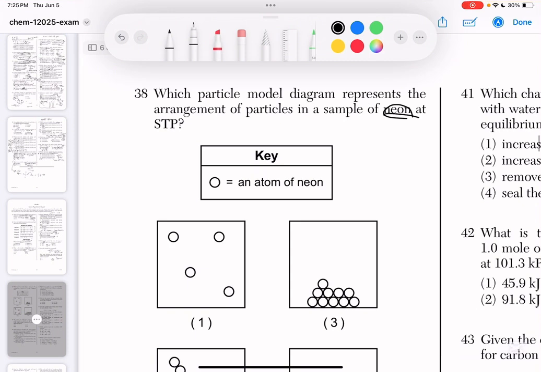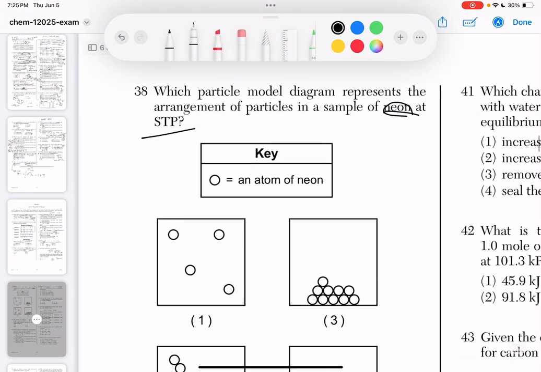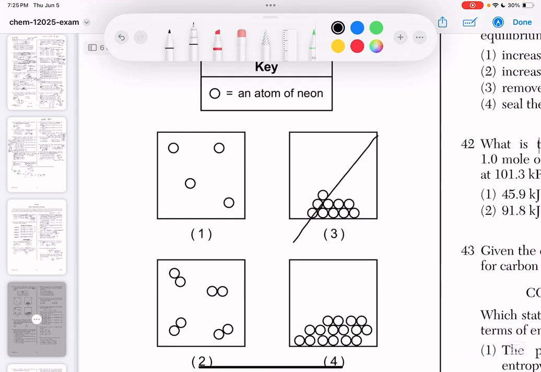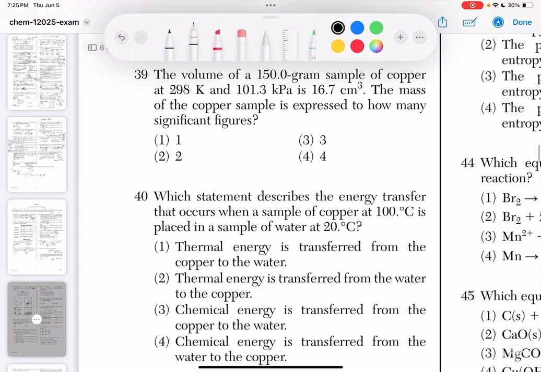Neon at STP. It's probably good to know that neon is a gas at STP, so you wouldn't have this. And also neon is monoatomic, so you wouldn't have stuff like this. So it would be 1.